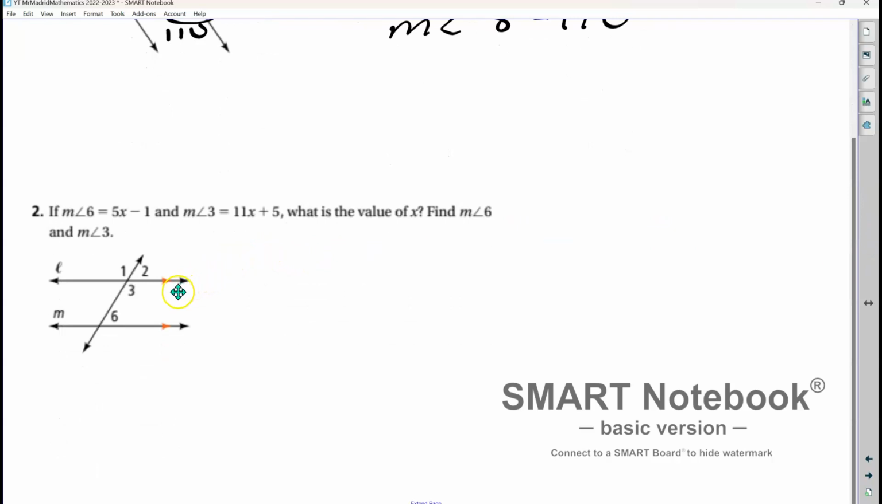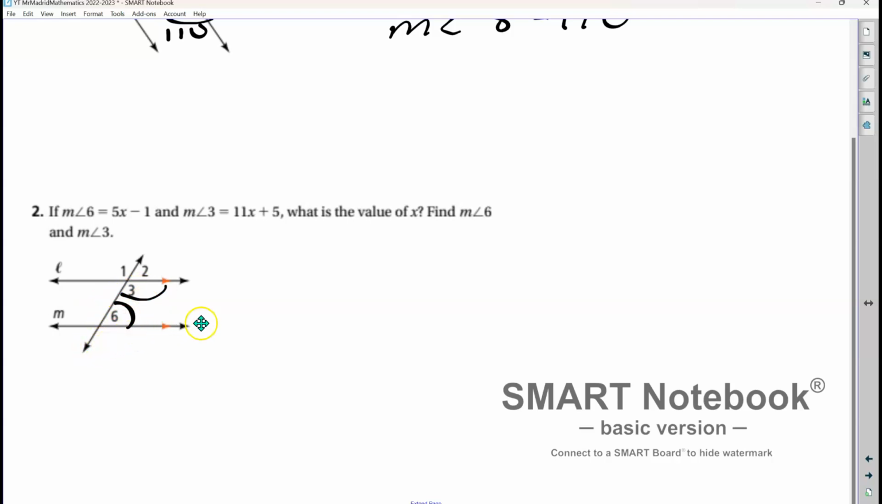So let's move on to number 2. If the measure of angle 6 is this expression and the measure of angle 3 is this expression, what is the value of x? Find the measure of angle 6 and 3. So let's take a look at 6 and 3. So here we have 6. Here we have 3. And what do we know? And why do we know it?